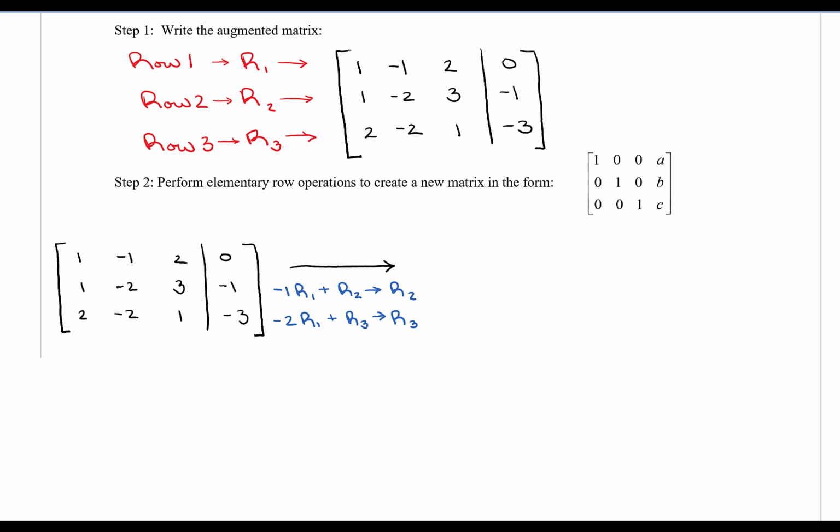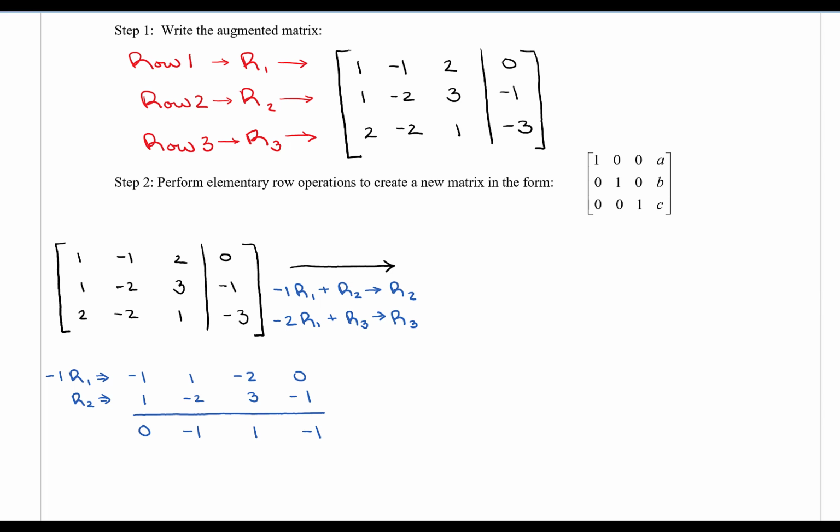And I'm also going to multiply row 1 by -2 and add it to row 3 in order to cancel out that 2 that's at the beginning of row 3. So I'm going to show the steps here. Row 1 times -1 is going to give me -1, 1, -2, 0, and then I'm going to add it to row 2. And if I add those two rows together, I will end up with my new row 2, which will be 0, -1, 1, -1. So that's what I'm going to copy down now for row 2.